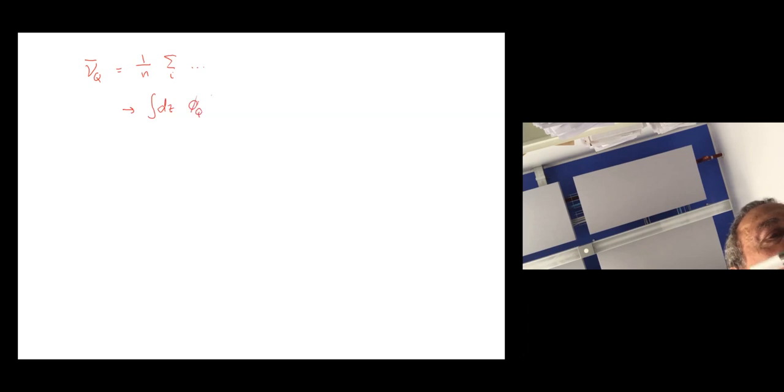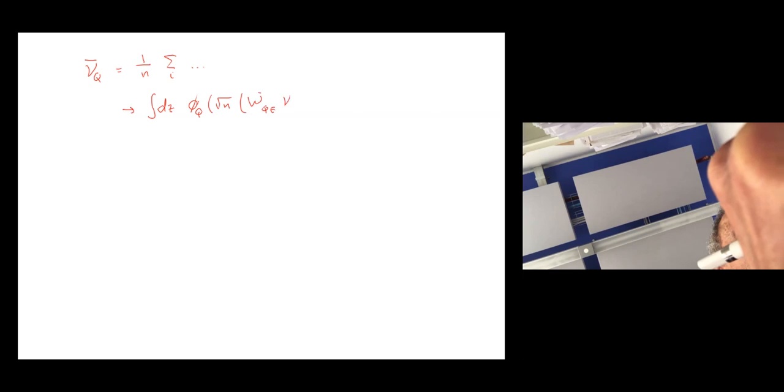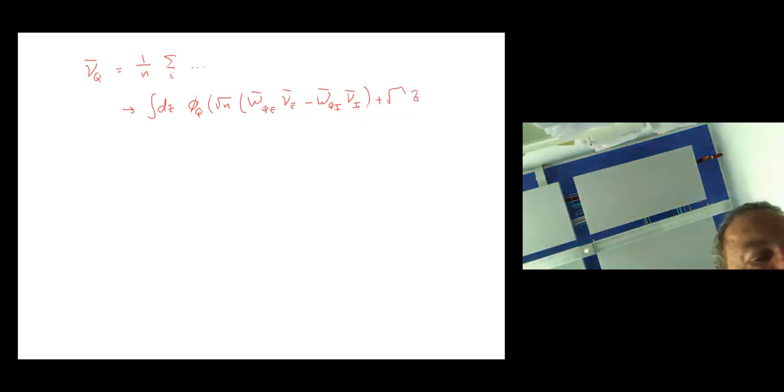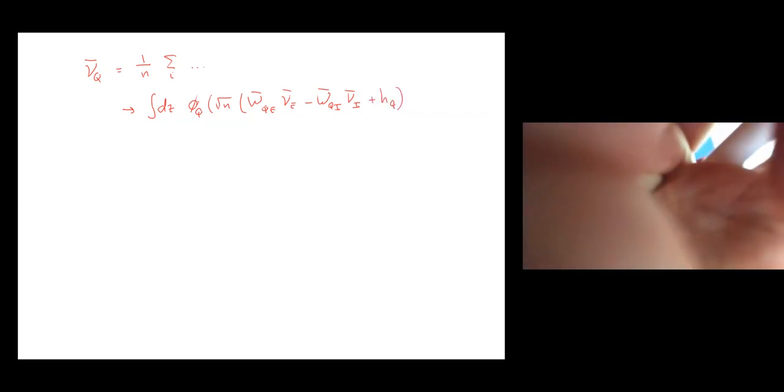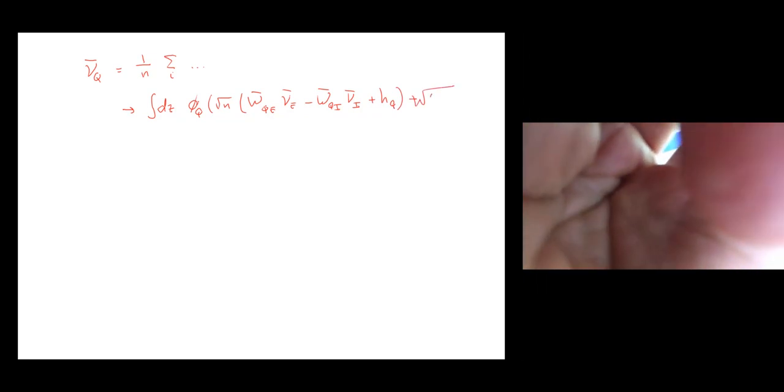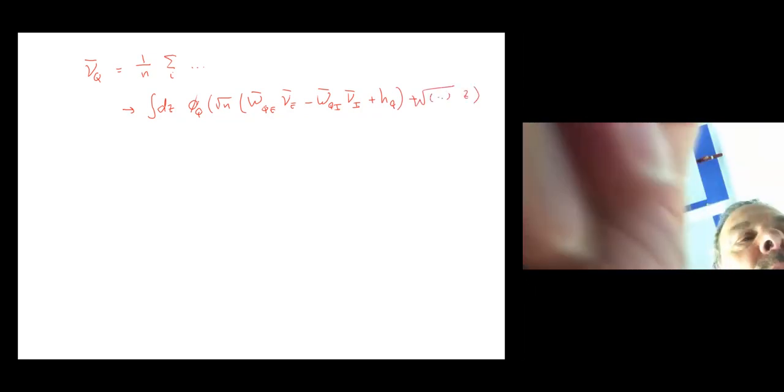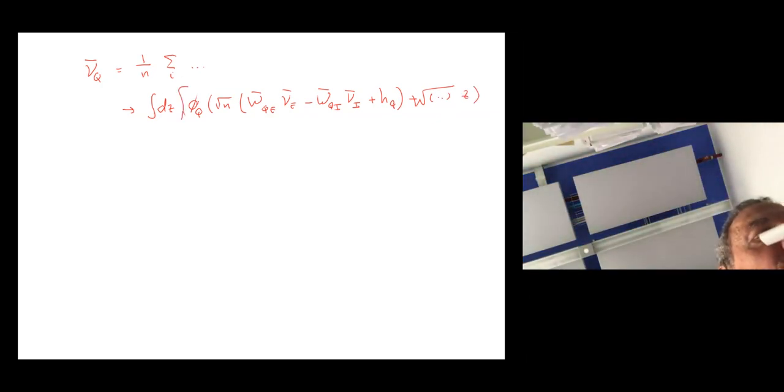Phi Q of root N, so W Q E bar, nu E bar minus W Q I bar, nu I bar, plus some giant square root times Z, plus external input, HQ, and they have such giant square roots of a bunch of stuff, times Z, and then, E to minus Z squared over 2 over root 2 pi.